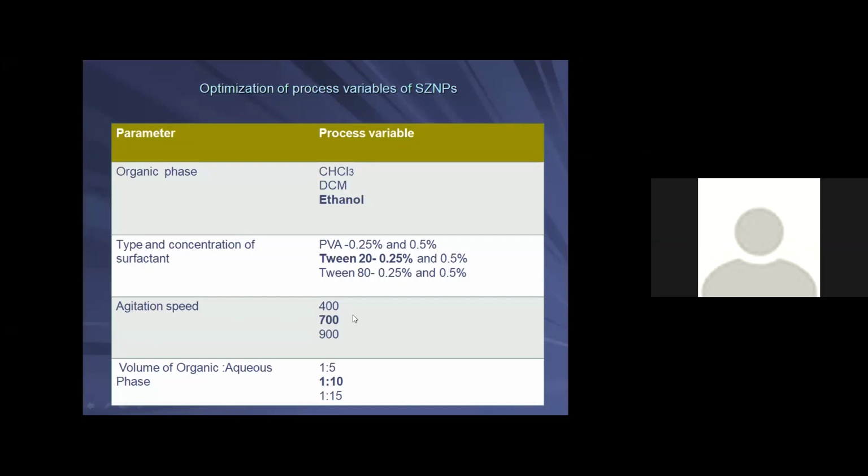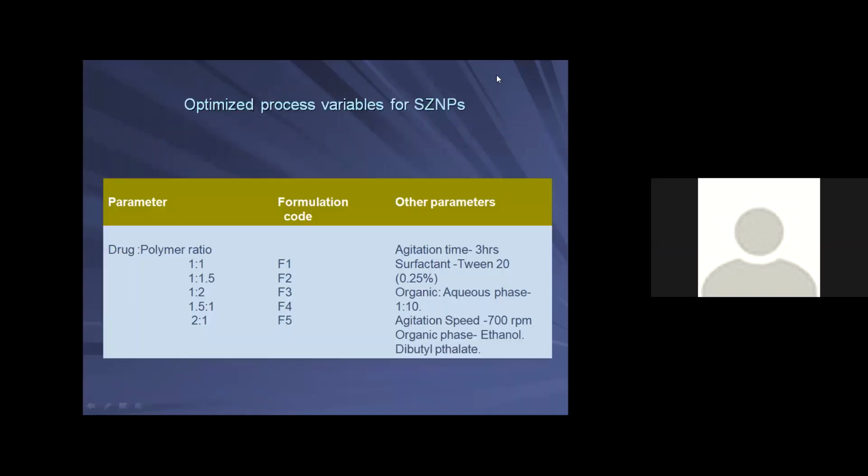The agitation speed, the stirring speed, is a parameter we have to optimize before starting the experiment. 700 RPM is giving better results. The organic to aqueous phase ratio is also considered one of the most important parameters to optimize. We conducted 3 experiments, and among the 3, the 1:10 ratio gave better results in comparison to the remaining. So these are all the optimized process variables.